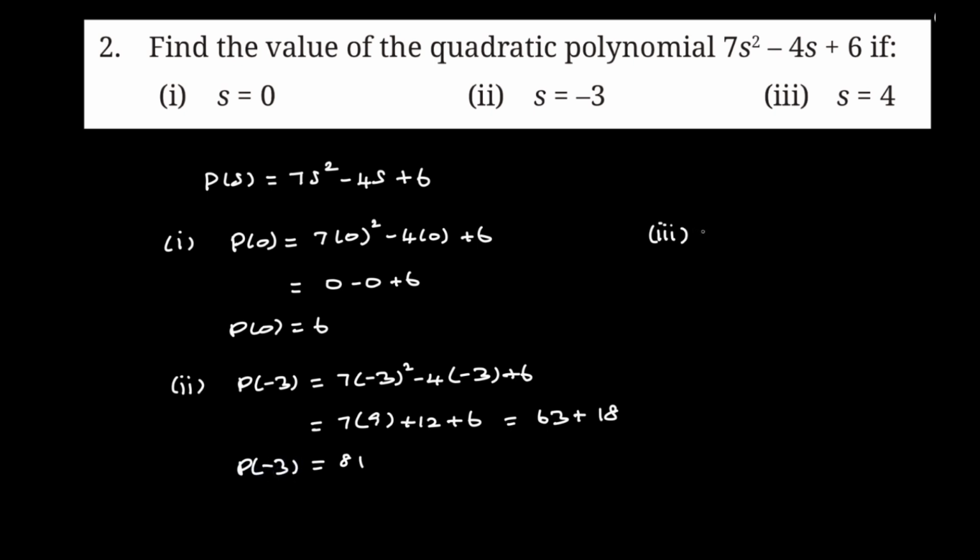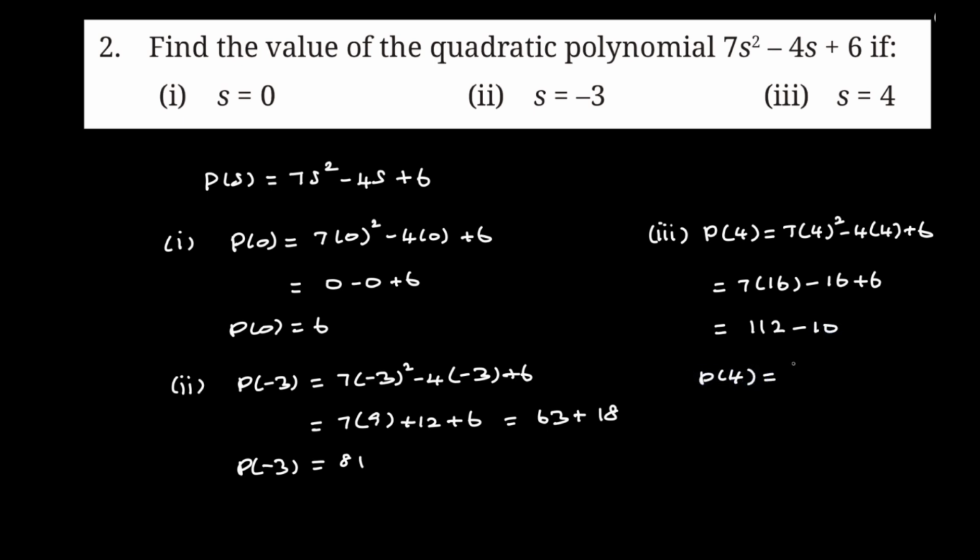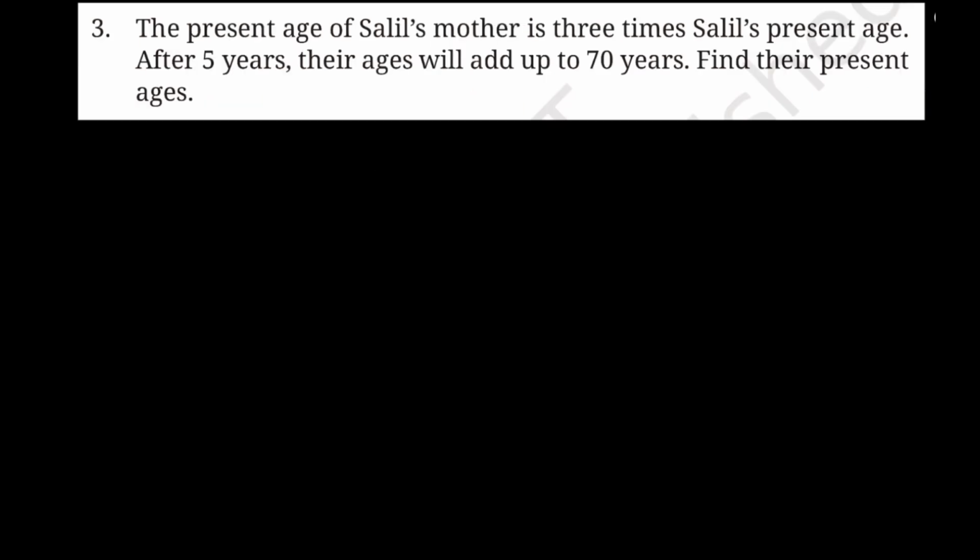Next, third one, find the value of the polynomial at s equal to 4. Instead of s, substitute 4. So 7 into 4 square minus 4 into 4 plus 6. 7 into 4 square value is 16, minus 4 into 4 is 16, plus 6. So 7 into 16 is 112. Minus 16 plus 6 is minus 10. So P of 4 value is 112 minus 10, which is 102. This is the answer.